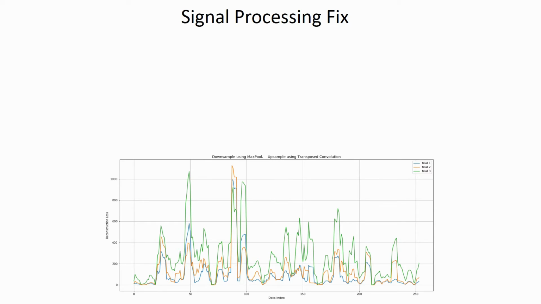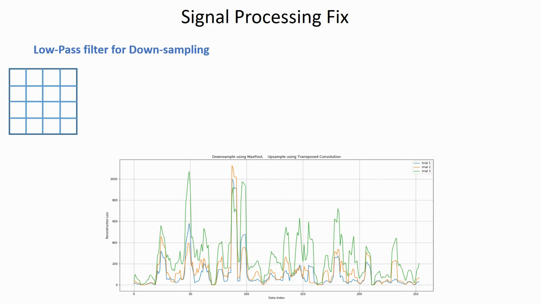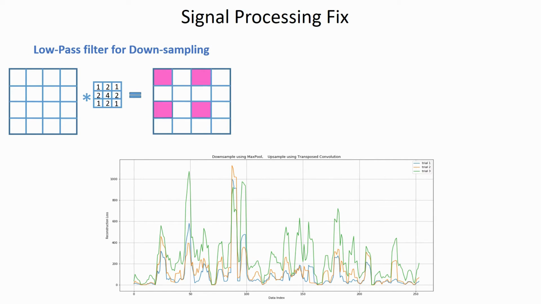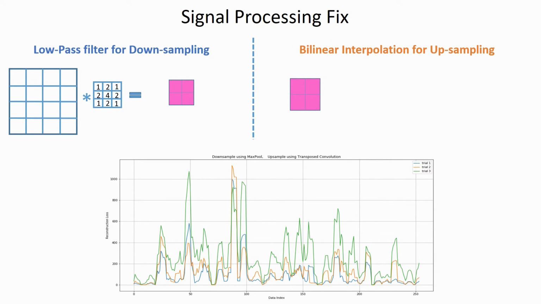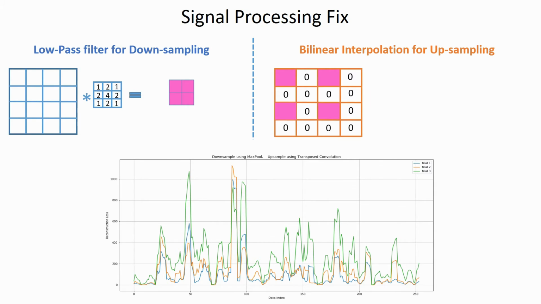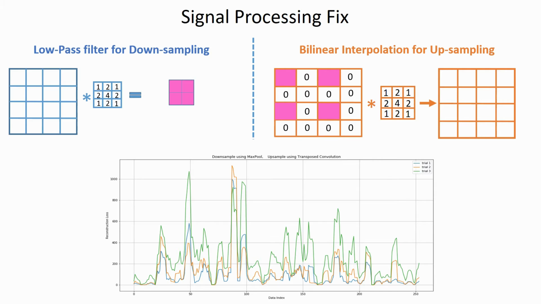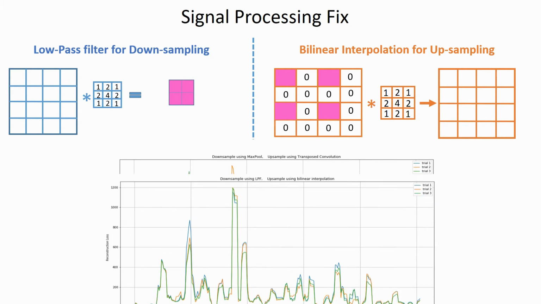For any intermediate feature map, we first anti-alias it with a low-pass filter and then we sample it. Similarly, for upsampling, we use bilinear interpolation. We inflate the low-resolution feature map with zeros and then use a bilinear filter to fill in those values. Introducing these two anti-aliasing properties makes our network much more stable across training trials.